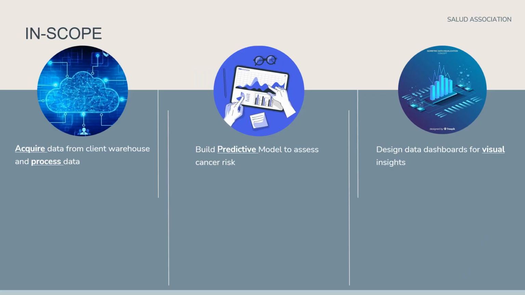In the next two slides, I'll talk about what the in and out scope of this project are. We have three in scopes, which are acquiring various data sets from the client data warehouse, and conducting necessary data cleaning and pre-processing to ensure accurate and consistent data. Second is building an accurate disease risk prediction model for cancer. And thirdly, creating data visualization dashboards for stakeholders to gain insights from data.